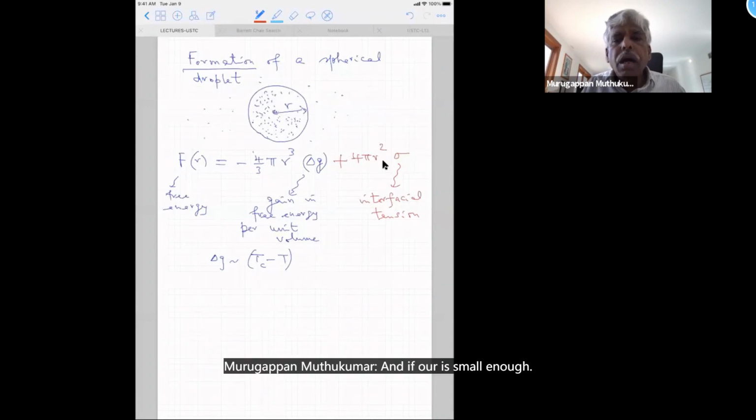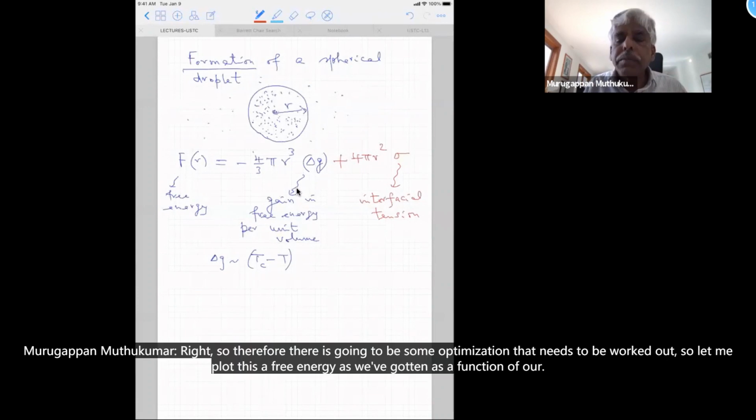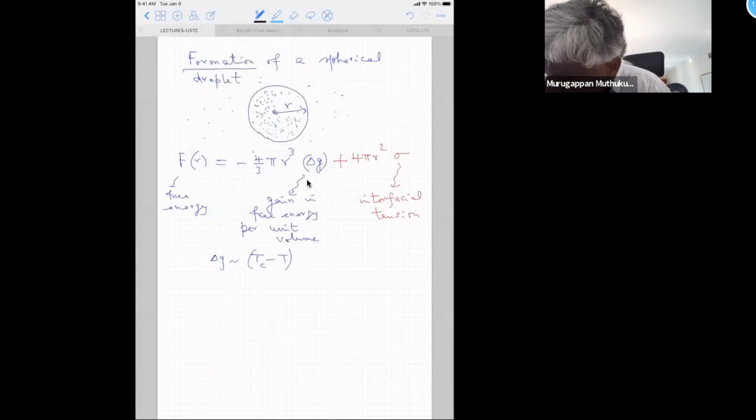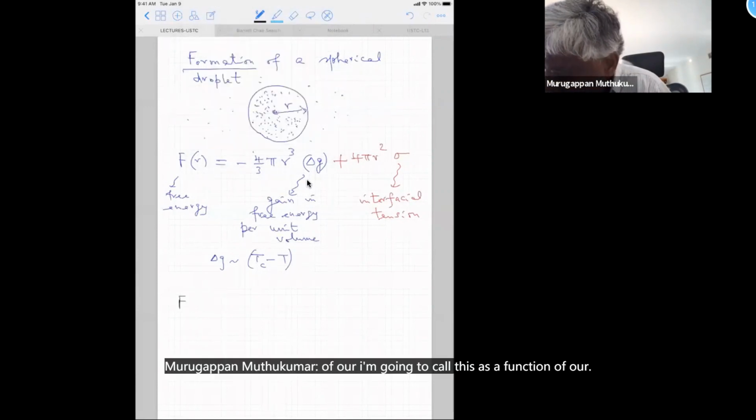And if R is small enough, R cubed is weaker than R squared. If R is large enough, R cubed is going to win, right? So therefore, there is going to be some optimization that needs to be worked out. So let me plot this free energy as we have gotten it as a function of R. F of R, I'm going to plot this as a function of R.